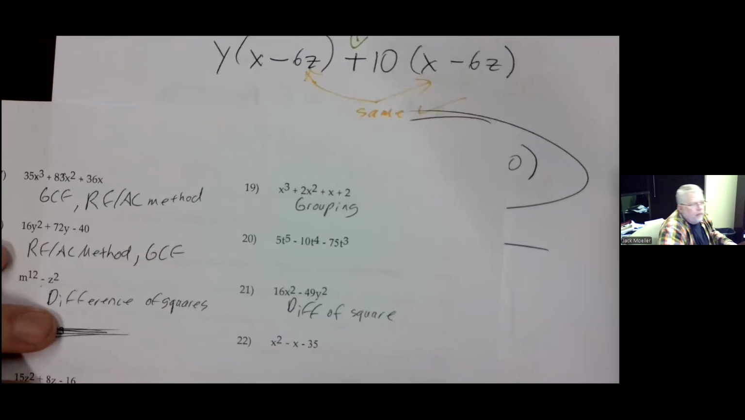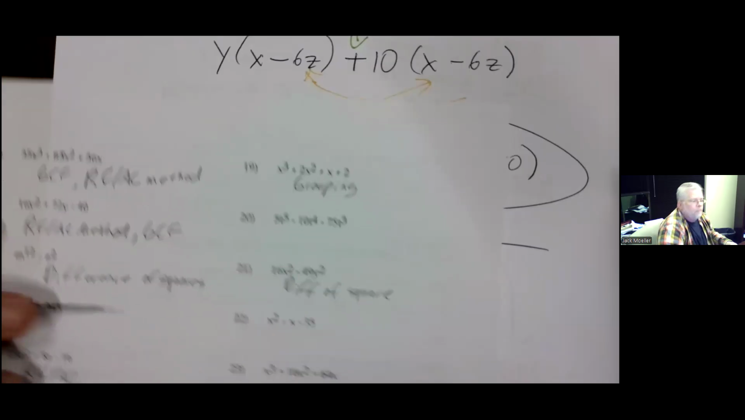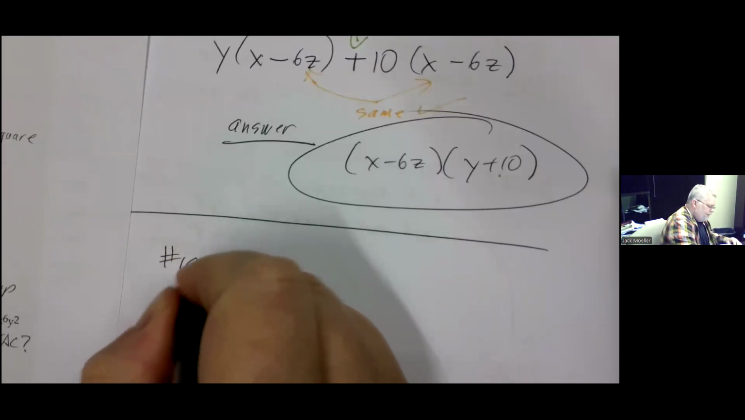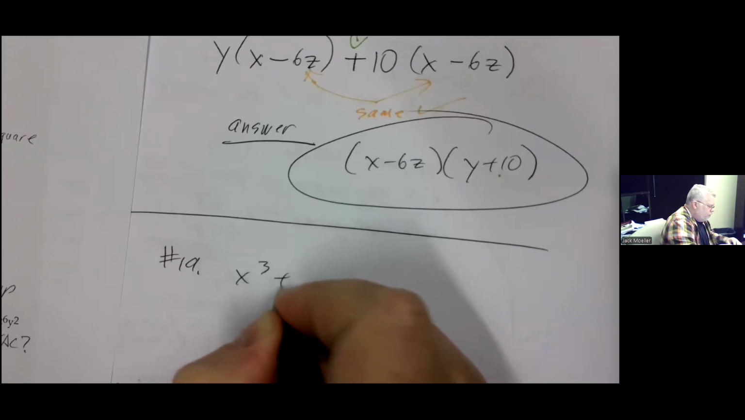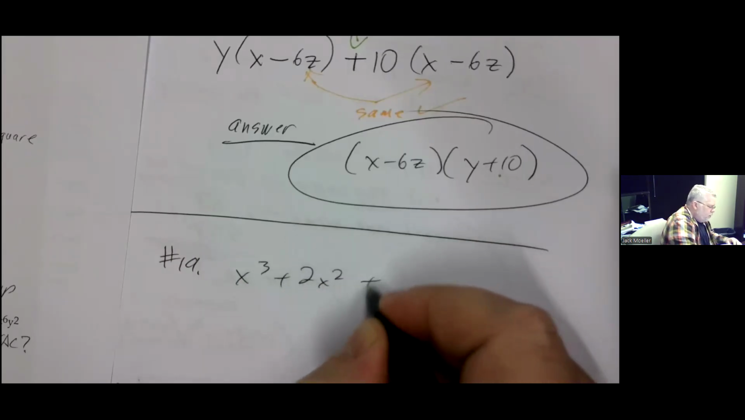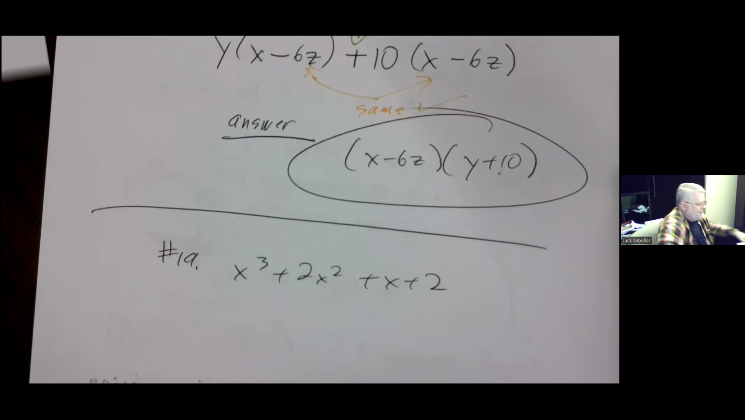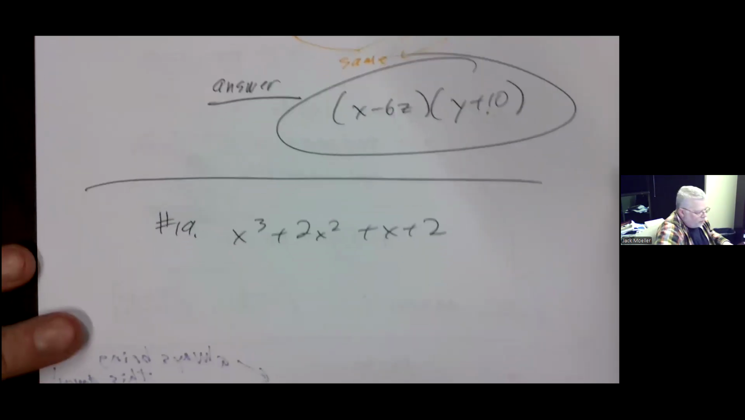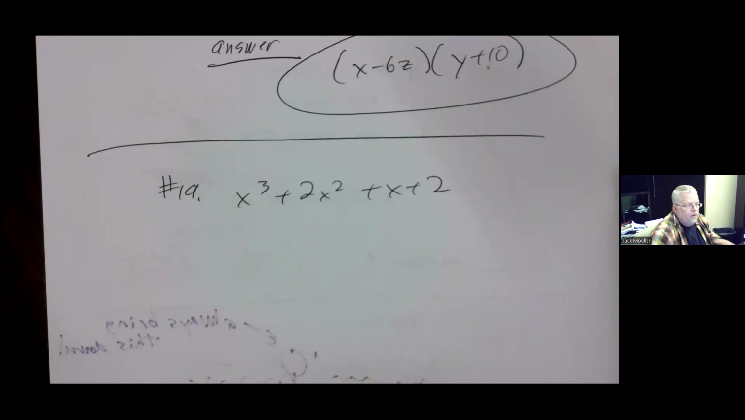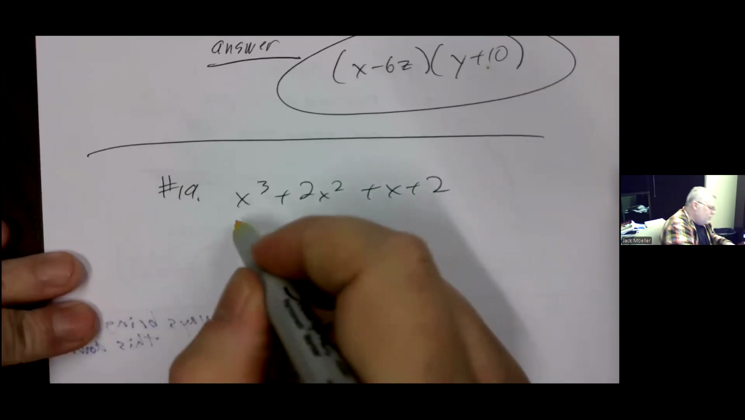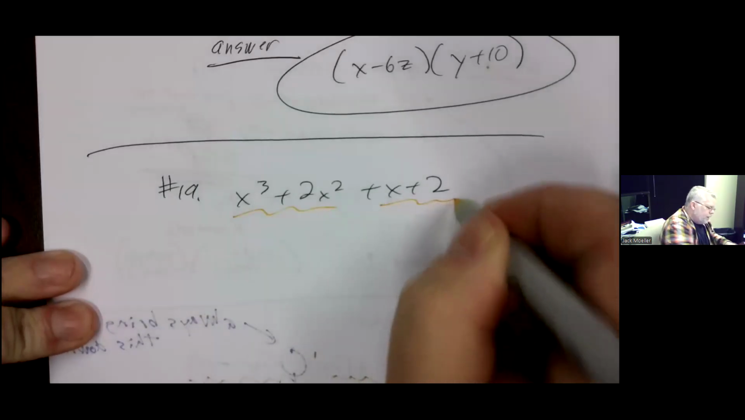So let's do that. So if you look at 19, we have x cubed plus 2x squared plus x plus 2. Okay, again, that's a four-term polynomial. So this is your classic factor by grouping. So group the first two, group the last two.